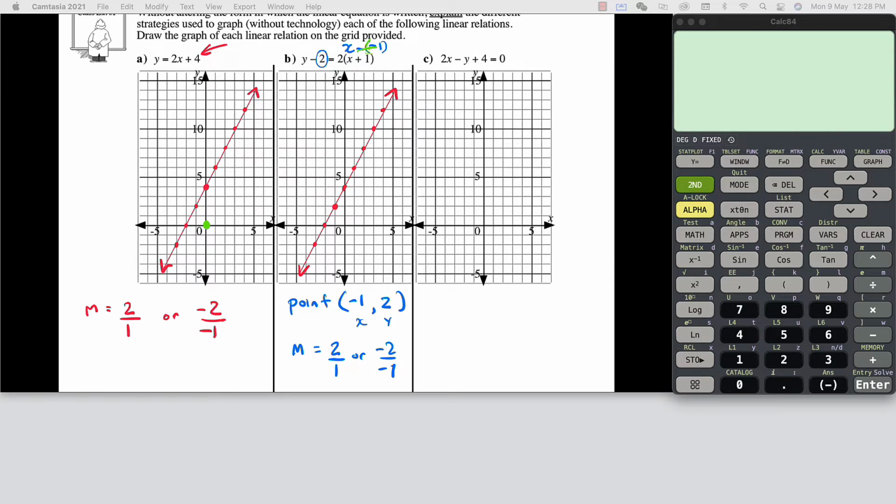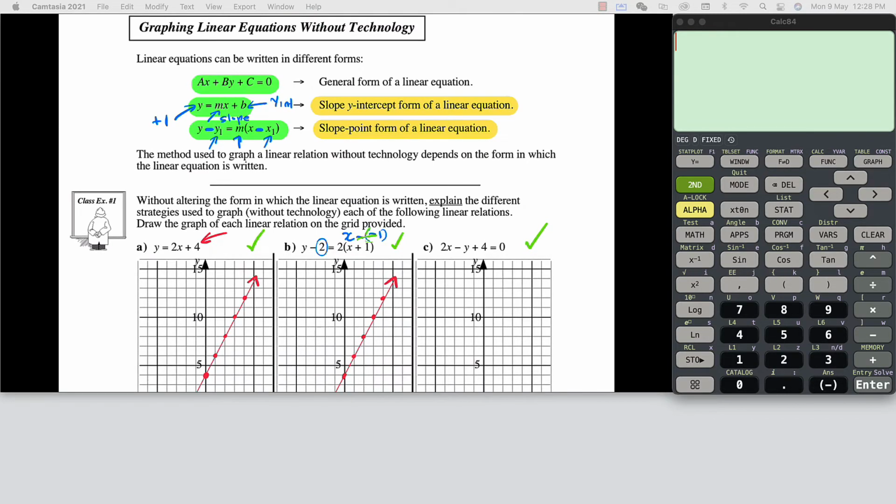Okay, so what do we know about equation A and equation B? Well, they are the same. They're in different formats, but they are the same line. So we're probably assuming that part C will give us the same line again, except that one is in this format right here, the general form. Okay, so from the general form, I can't really always pull out a slope or a y-intercept or anything like that. So in this case, it's best to create 2 points.